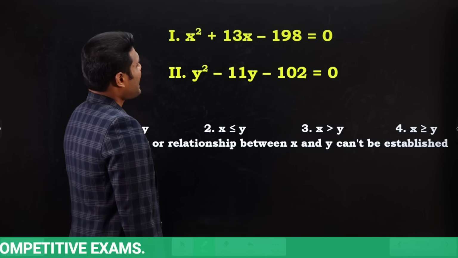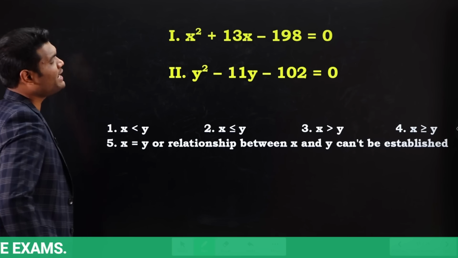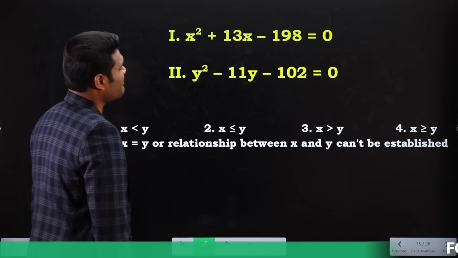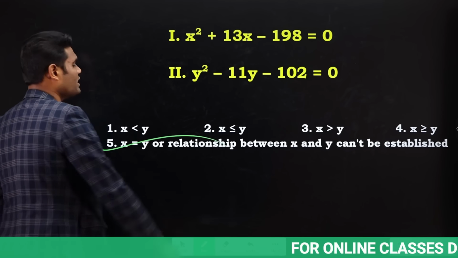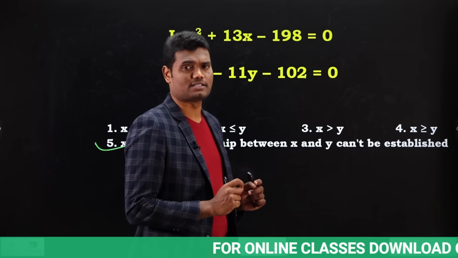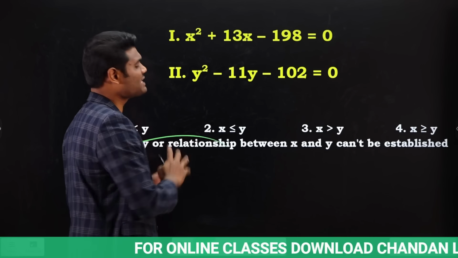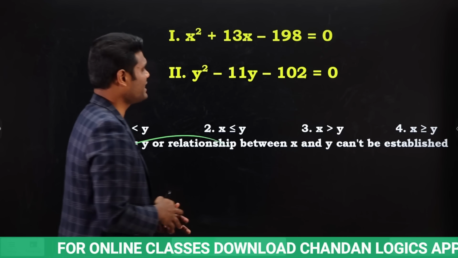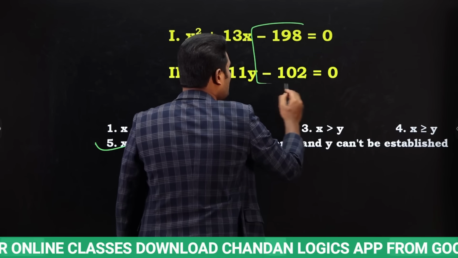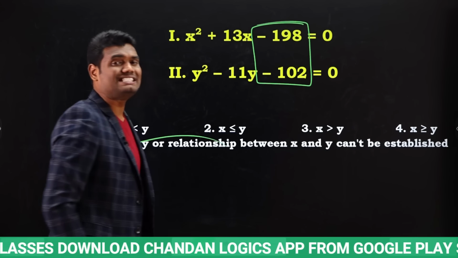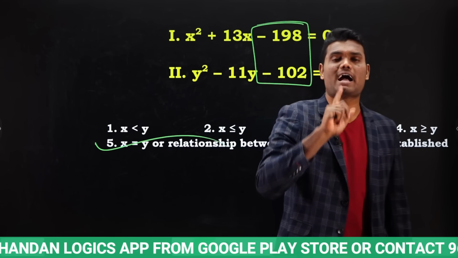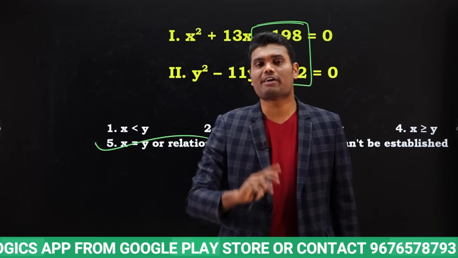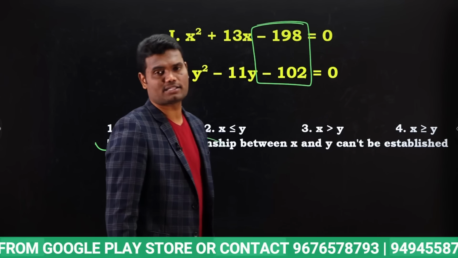Here if you observe, x square plus 13x minus 198 equal to 0, y square minus 11y minus 102 equal to 0. Truly speaking, without solving this, in just a fraction of seconds, I can say the answer directly. How? Look here, whenever c value is negative, you can directly mark the answer as no relation.